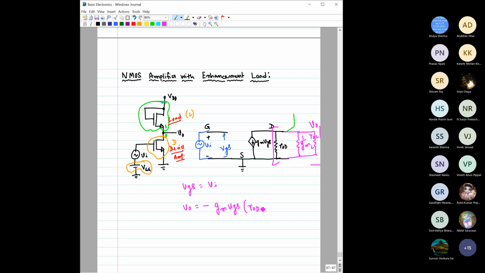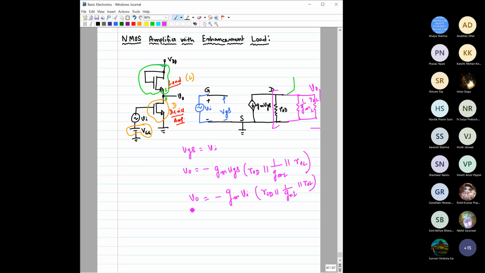Just take the parallel combination of R naught D, parallel with 1 by GML, parallel with R naught L, right? So V out is equal to GM VI times R naught D parallel with GML parallel with R naught L. So here the gain would be equal to V output by V input, equal to minus GM R naught D, right? So this would be the gain for this type of NMOS amplifier with enhancement load.